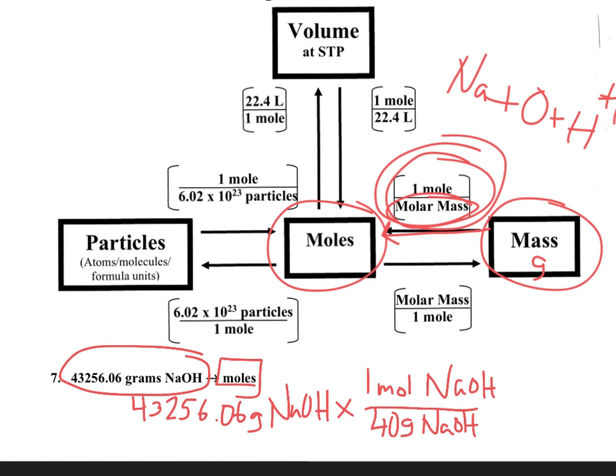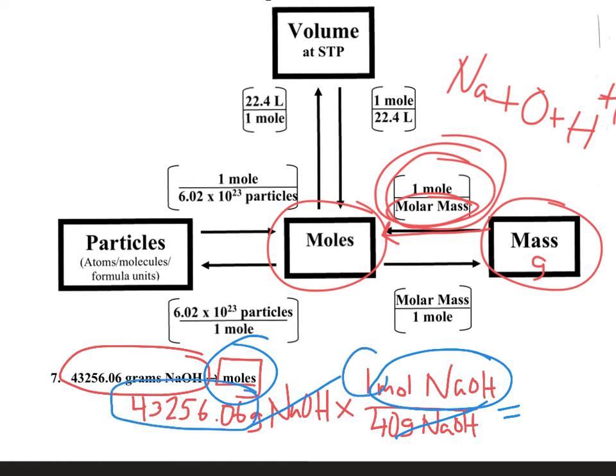If we want to double check our work, which is always a smart idea, grams of sodium hydroxide is in the numerator and denominator, so those cancel out. Moles of sodium hydroxide are left on top, and you were looking for moles. So this looks like a great setup. Now that we have that, let's take the number that we start with, always multiply by the top and divide by the bottom. So that's going to be 43,256.06 grams times 1 divided by 40.